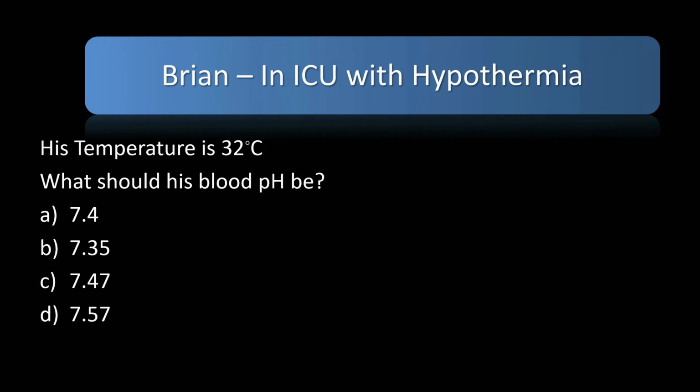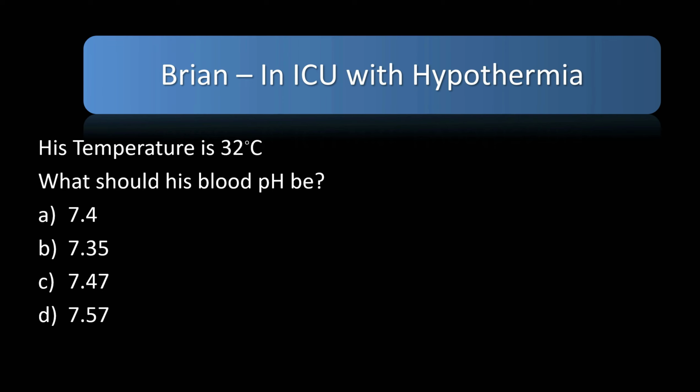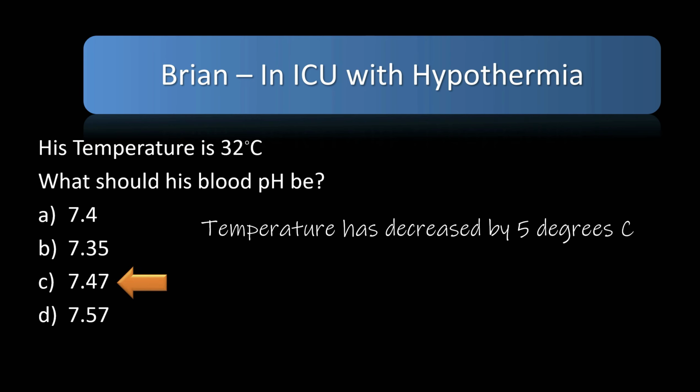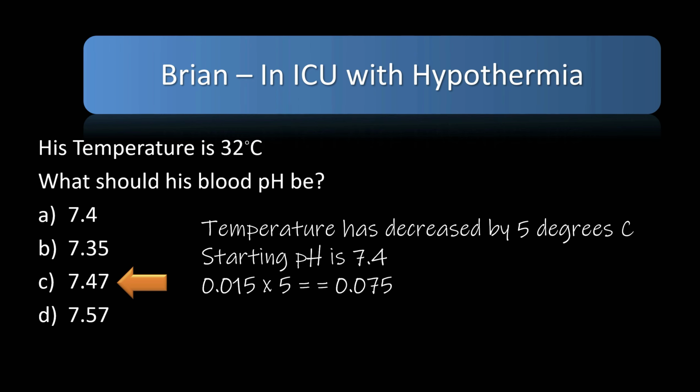What about Brian, who's in the ICU with hypothermia? His temperature is 32 degrees Celsius. What should his blood pH be? 7.4, 7.35, 7.47, or 7.57? You can pause this and work it out. The correct answer is 7.47. His temperature has decreased by 5 degrees Celsius. Starting pH is 7.4, 0.015 times 5 is 0.075.